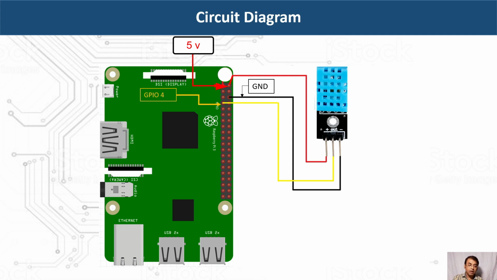This is the circuit diagram. This is the DHT11 sensor and the Raspberry Pi. Already I told you DHT11 sensor has 3 pins. First one is the VCC which is connected to 5 volt. The middle one is the data pin which is connected to GPIO pin number 4, and the last one, the black one, is ground pin which is connected to ground pin of Raspberry Pi.